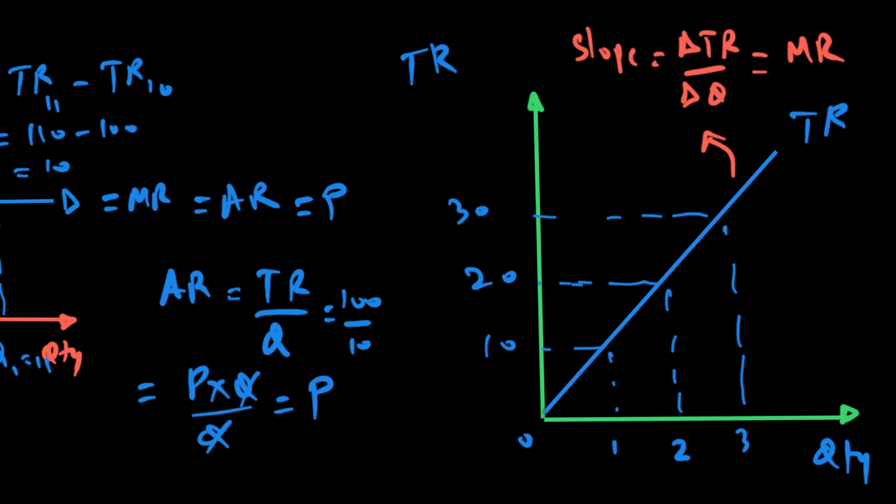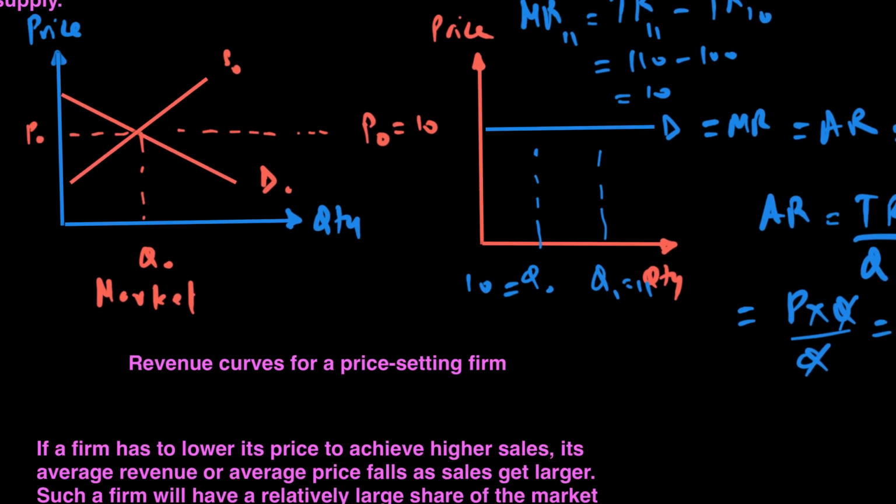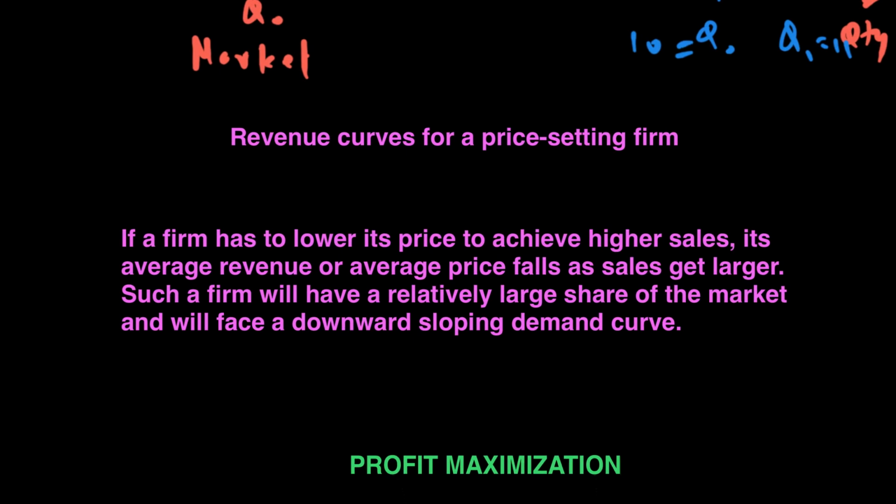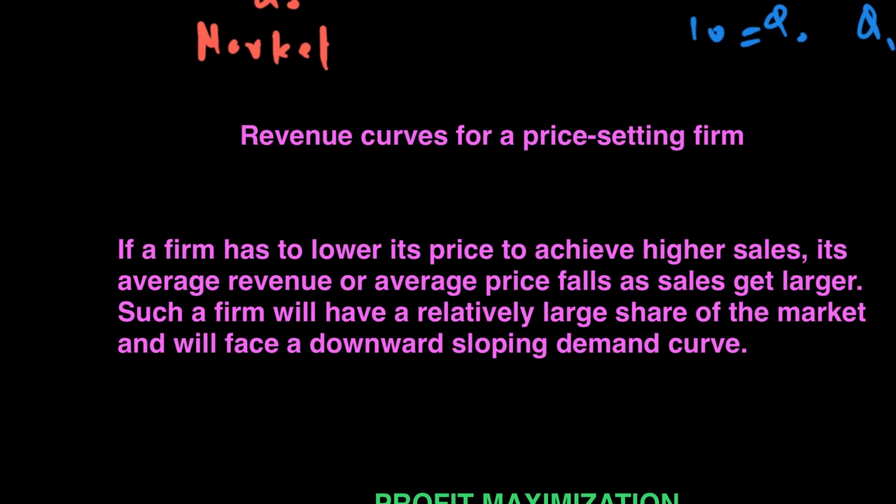This brings us to the next case, which is what we call a price setting firm. A price setting firm is one that basically has to lower its price in order to sell more. So when you're a price setting firm, you have the market power to set your own price, and as a result of this, we say these firms are relatively large and they have some market power, so they have what we call a downward sloping demand curve.